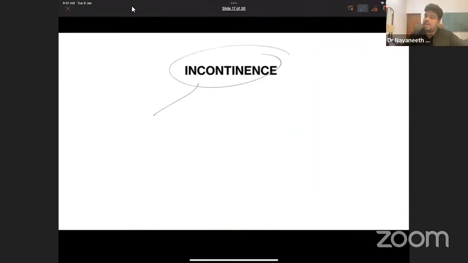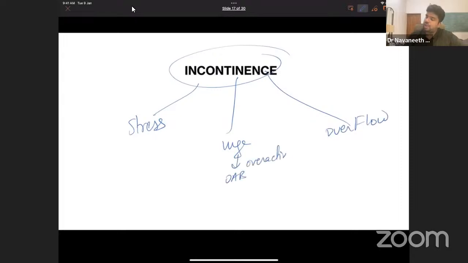So incontinence, I have told you, is the leakage of urine, which is involuntary. You have stress, you have urge, and you have overflow. Urge is also called OAB, or overactive bladder. Please don't get confused. Overactive is urge incontinence.